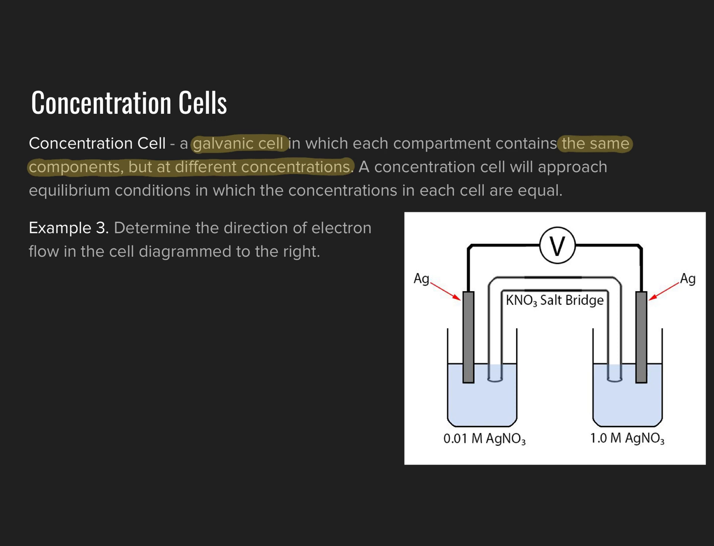So, with that idea in mind, let's take a look at another example problem, in which we're going to ask you to determine the direction of electron flow within the cell diagrammed to the right. This is a concentration cell based around a redox reaction involving silver elemental electrodes and aqueous solutions of silver nitrate in each of our reaction compartments.